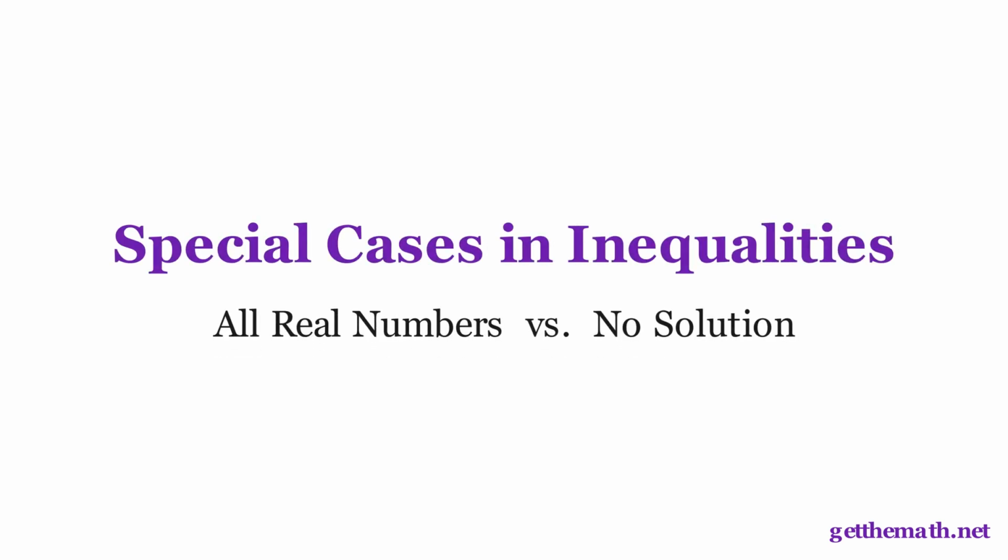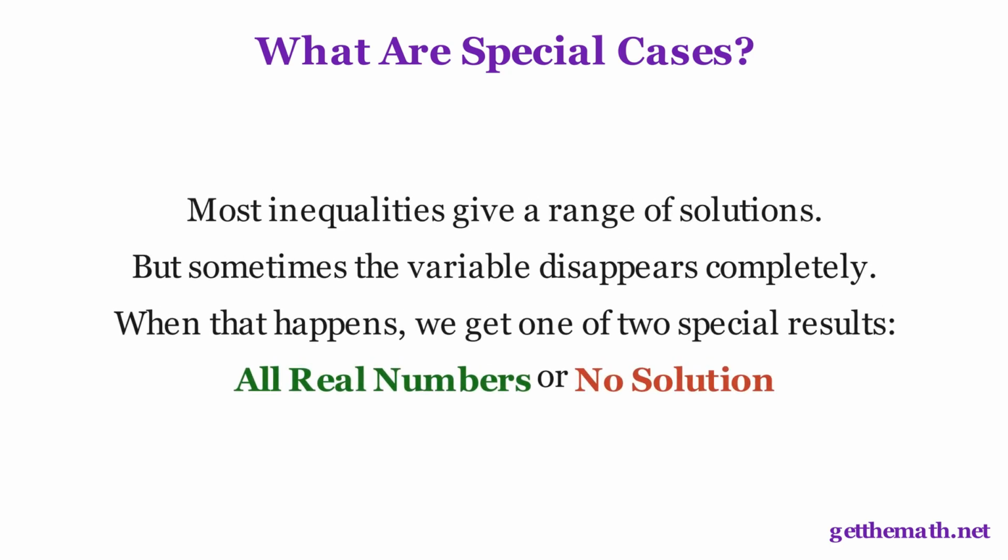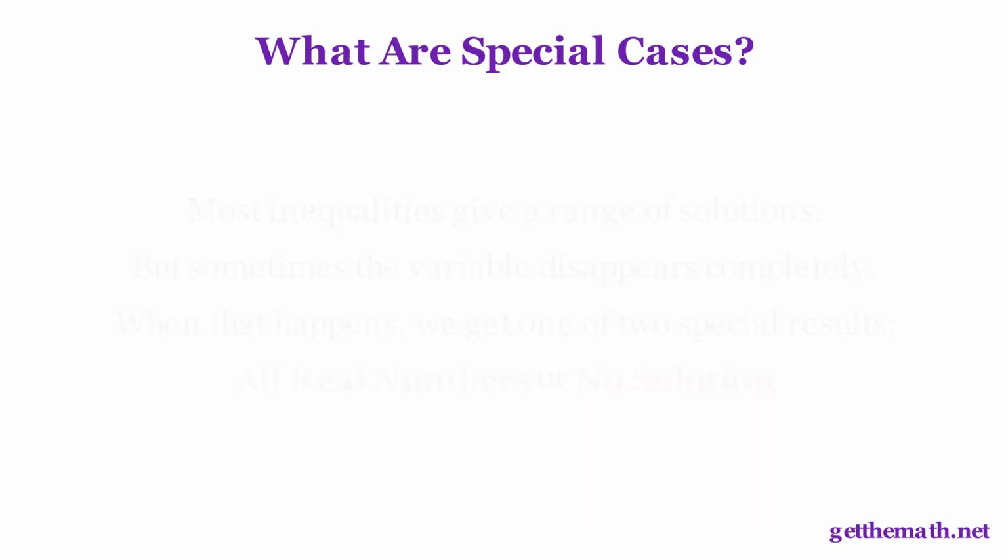Today we are solving two special case inequalities. These are problems where the variable disappears completely during solving. And we end up with one of two very different results. Either all real numbers are solutions, or there is no solution at all.